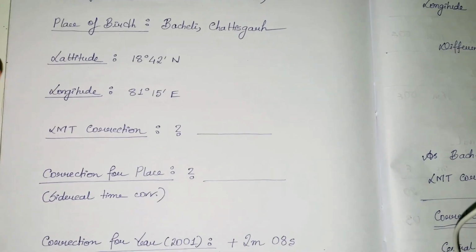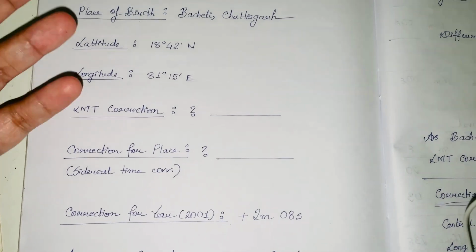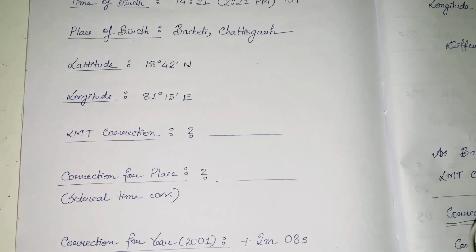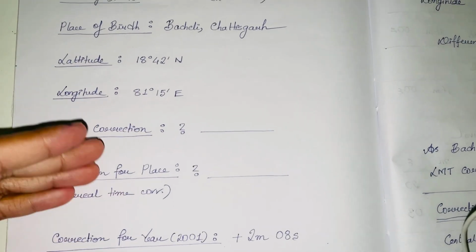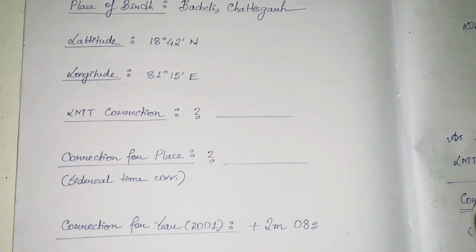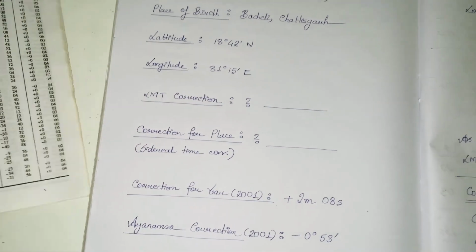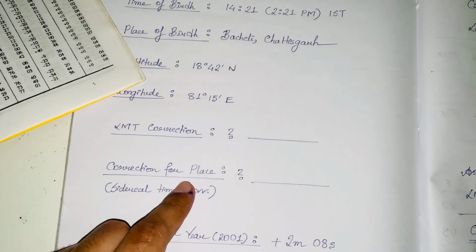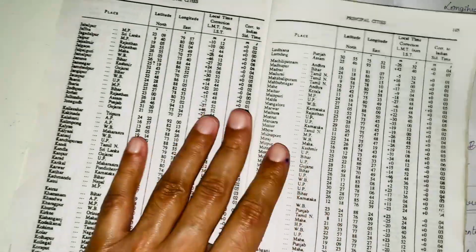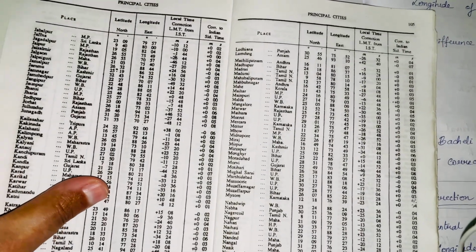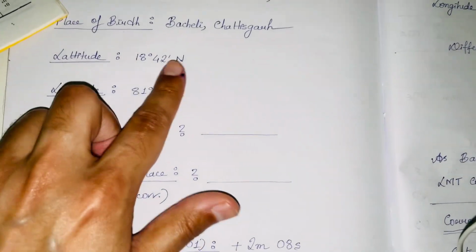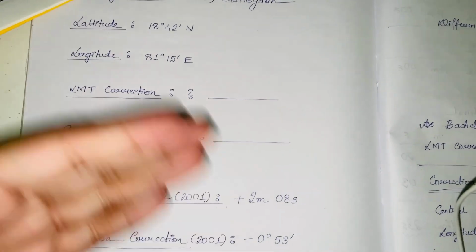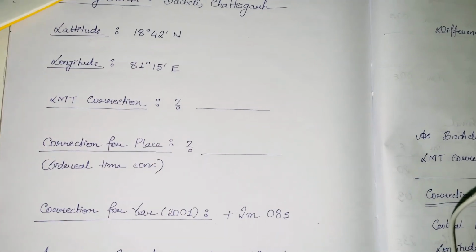Here is where, if you are not aware, based on whatever you have learned from my class 68 and class 69, you will have trouble. Because the LMT correction, you will not find in the book, as BACHELI is not given. And the correction for the place, you will not find in the TOA or the ephemeris, because BACHELI is not present in any of these books.